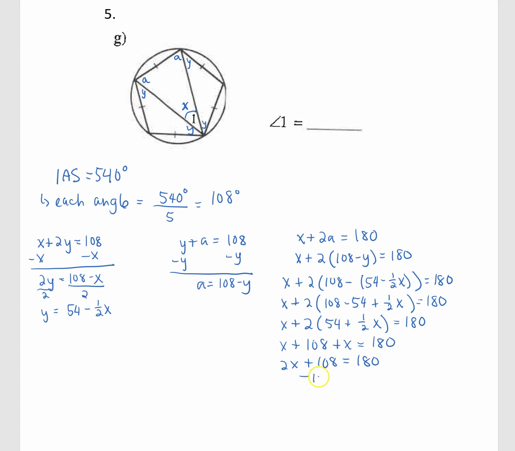Now I'm going to subtract 108 from both sides, which gives me 2x is equal to 72. Dividing by 2 on both sides gives me x is equal to 36. We actually don't have to find any of the other variables because x is what we're interested in. x is what we've labeled angle 1 as. So angle 1 is 36 degrees, and that's the answer to part G of question 5.